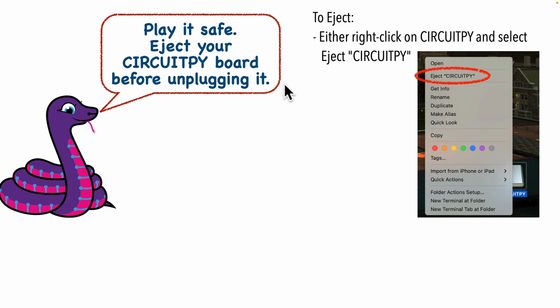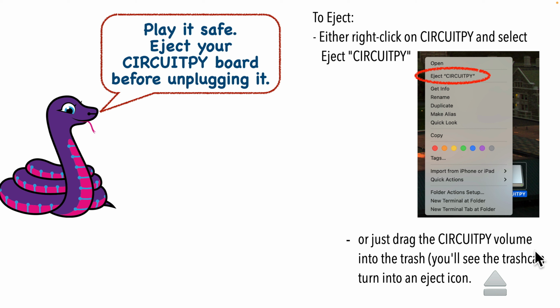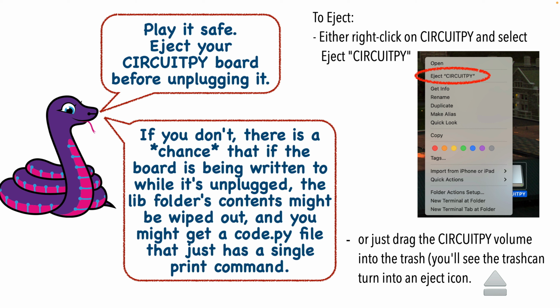Now on the Mac, you can eject the board one of two ways. One is that you can right-click on the CircuitPy volume and select eject, or the other is you could just drag the CircuitPy volume into the trash. You see the trash icon turns into a big eject button, but if you do that either way, you should see the CircuitPy icon disappear, and when it disappears, then you can unplug your board.